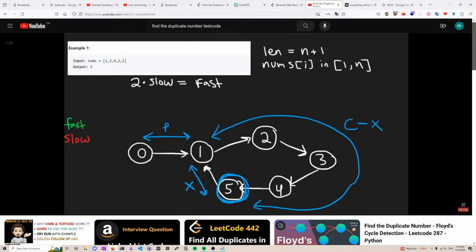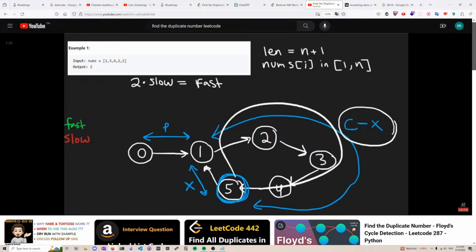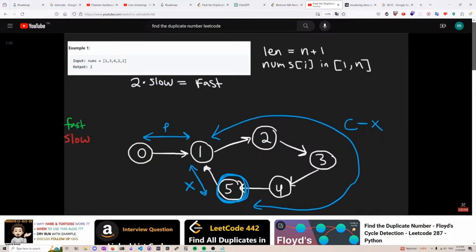And how many iterations did we say that the fast one does? It's going to do p plus c minus x to get to this position. And then it's going to do another complete cycle starting from here to get back to this position. So the fast pointer is going to be p plus c minus x plus c again. More simplified, it's going to be p plus 2c minus x. The slow pointer is just going to do p, and then c minus x. So we'll have a 2 on the outside, p plus c minus x.